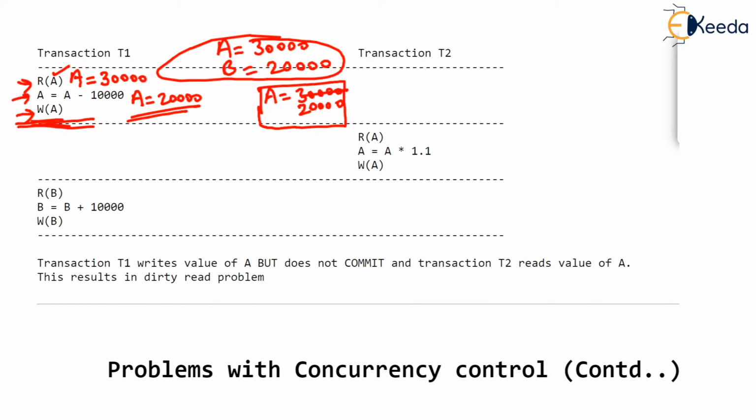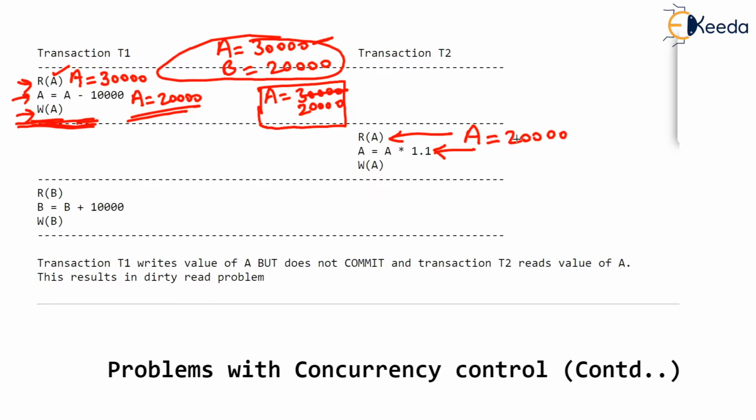And T2 is now reading the value of A. Of course, T2 will read from the buffer, which is allotted for both transactions. So here A read won't be 30,000 from the DB store, but it will be 20,000 because that's what it finds in the buffer. So now T2 has the value of A as 20,000. The next line gives 10% interest. So A will be 22,000.